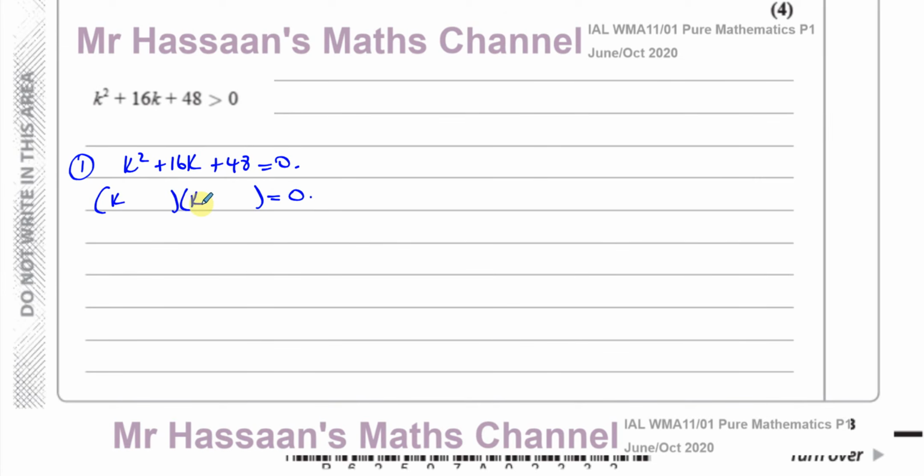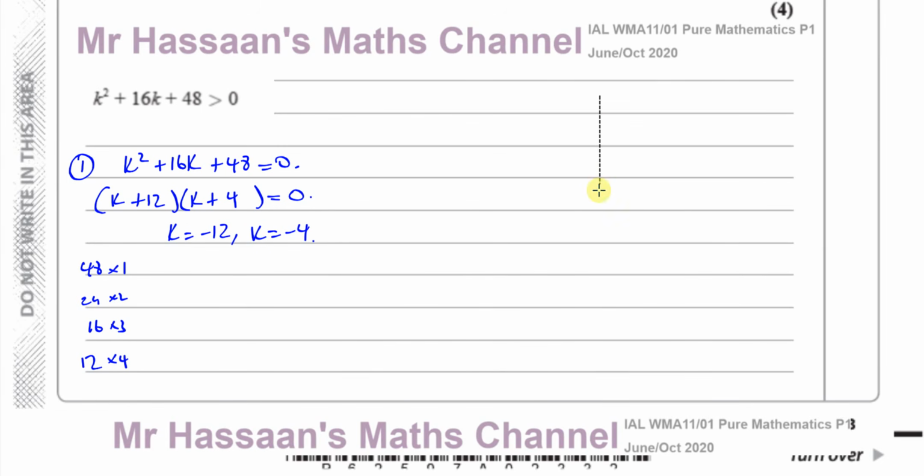So think of two numbers that multiply to give you 48, and add to give you 16. You've got 24 times 2, no. 16 times 3, no. You've got 12 times 4. That's 12 and 4. So you have k plus 12 and k plus 4 equals 0. So k equals negative 12 and k equals negative 4. So those are the critical values.